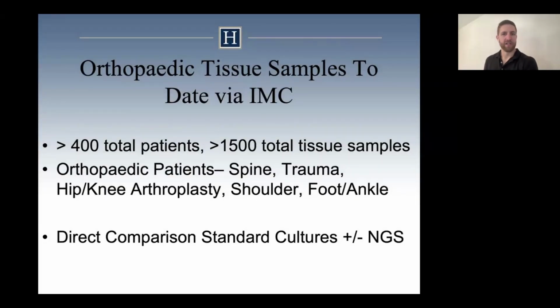So to date, we've done a significant number of orthopedic tissue samples using calorimetry. We've done more than 400 patients, more than 1,500 total tissue samples with all sorts of different patients within the orthopedic space, all the different subspecialties and really areas of the body related to orthopedics as well. With those samples, we've done a direct comparison to standard conventional tissue cultures, as well as in around 30 cases or so, we've done next generation sequencing as well, to just have a sort of baseline or pilot data looking at that.